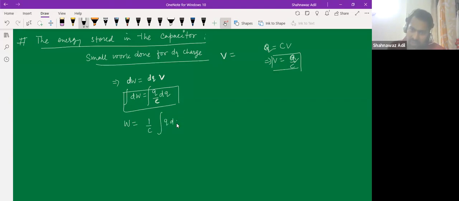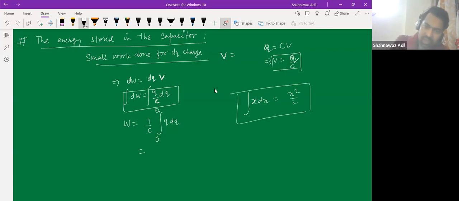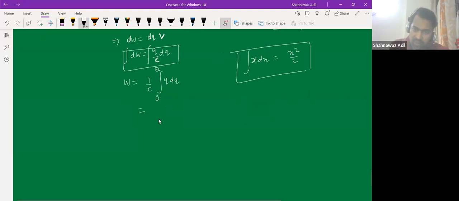And what is this integral, from 0 to q? What is the integral of x dx? Let me write it directly, and you think about how we can get this. This would be 1 by C, q square by 2, with limits 0 to q, right? So this would be q square by 2C. So this would be equal to the energy stored.